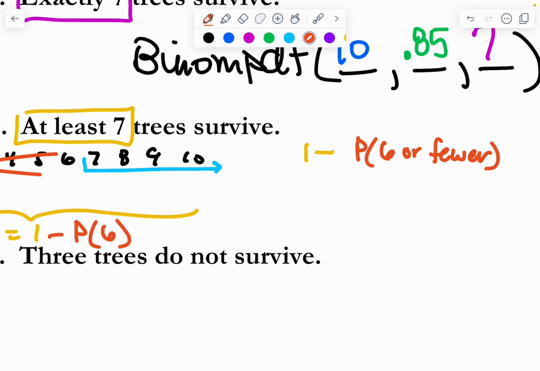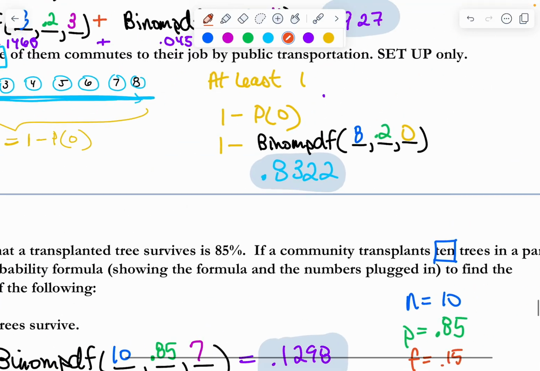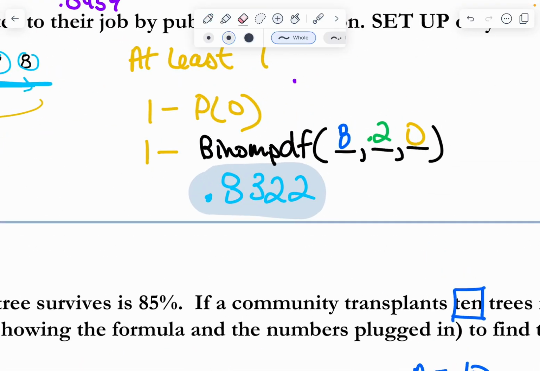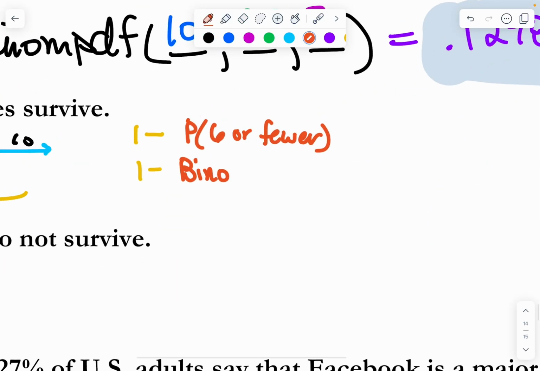And so the way we're going to do that is 1 minus, and then to do this one, we're going to actually use a different binom function. And I'm sorry, I made a mistake up here. It shouldn't be binom PDF. This should be binom CDF. Can you guys go correct that for me? Binom CDF. We have a second function for this. So binom CDF, and we're going to use this in our calculator.